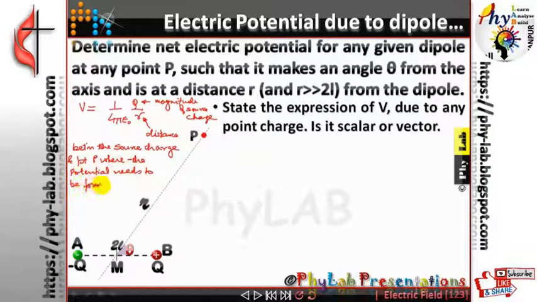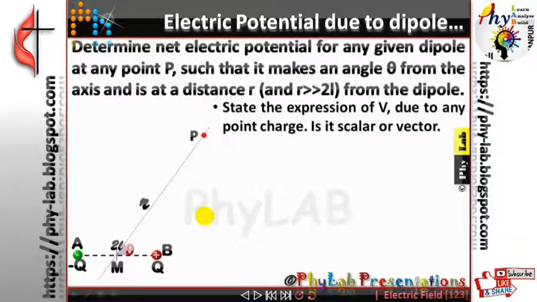Now friends, you should also understand that potential is a scalar quantity, but it is given with a plus and a minus sign. The potential is written with a plus sign whenever we are talking about potential due to a positive charge, and potential is written with a negative sign whenever we are talking about potential for a negative charge. Let's move on to the next.